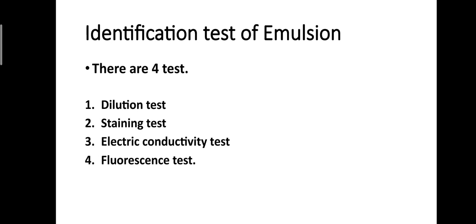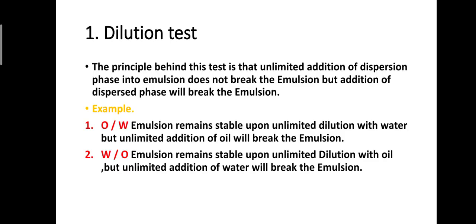Identification tests of emulsion. There are four tests for identification of emulsion. First, dilution test. Second, staining test. Third, electric conductivity test. And fourth, fluorescence test. Let's see one by one in detail.